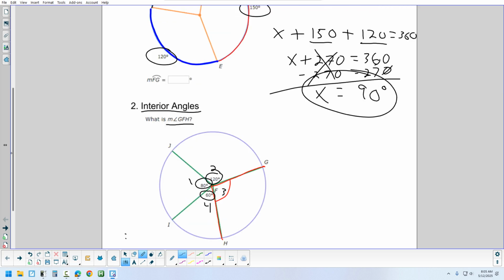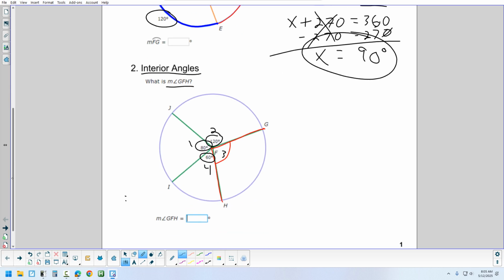360. It's exactly the same thing as the problem above. You don't do anything different. So we're going to write them all down, but we don't know angle 3. So what could I temporarily just call it? X. Yeah, we just call it x for now.